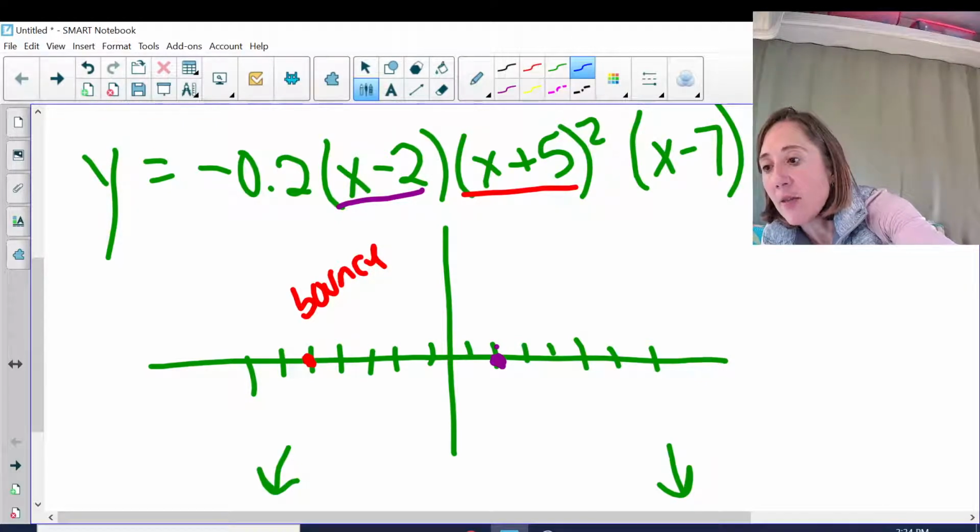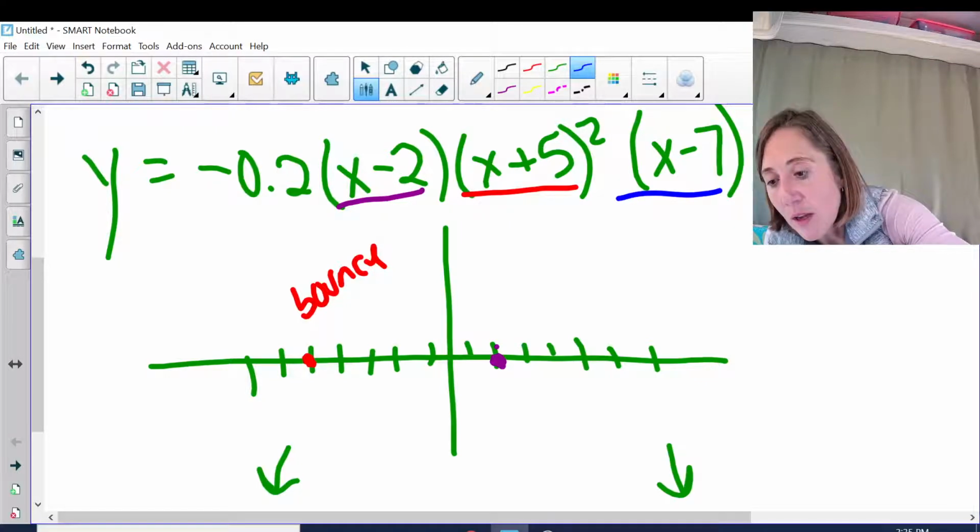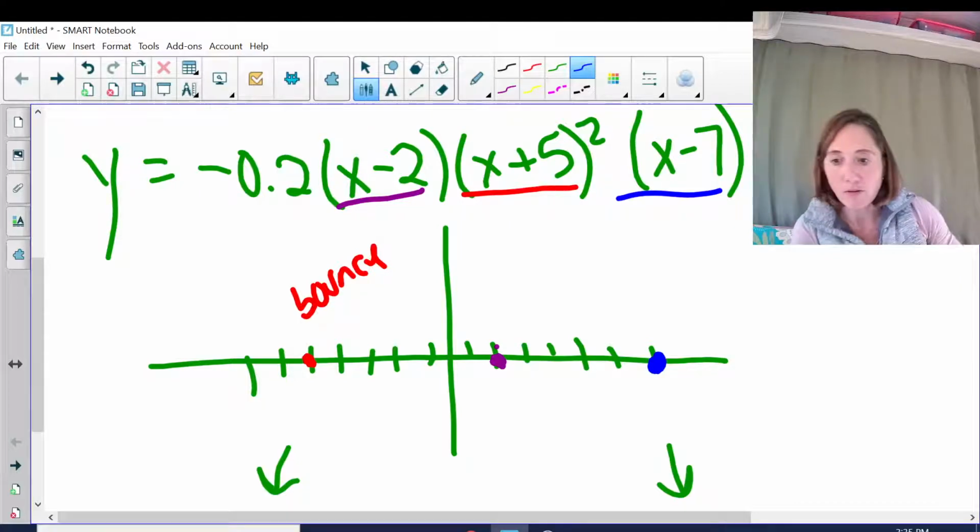Let's look at this last one, the x minus 7. So what x value would make that factor turn to a 0? What could you plug in for the x? Something minus 7 is giving you a 0. Well, that would be a 7. So 1, 2, 3, 4, 5, 6, 7. Right here is that root.